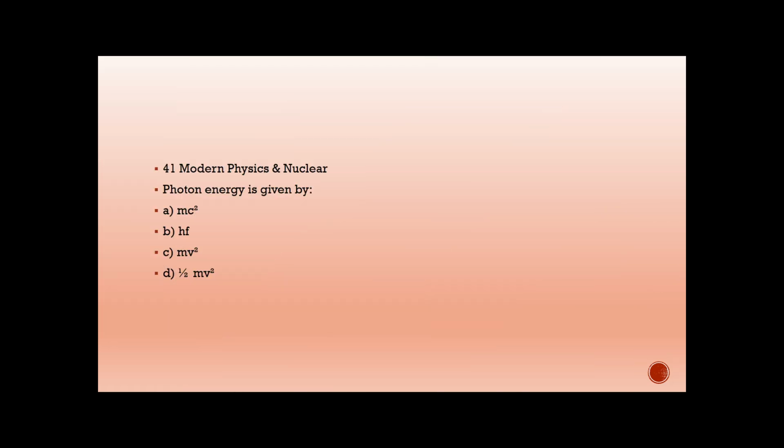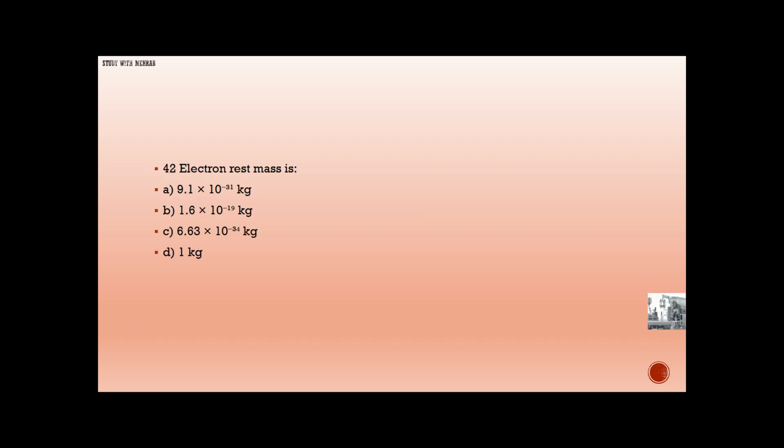So the next is from modern physics and nuclear. So the next is photon energy is given by mc square, hf, mv square, 1 by 2 mv square. So the answer is hf. Energy of a photon depends upon Planck's constant and frequency. Electron rest mass is 9.1 multiplied by 10 raised to the power minus 31 kg, or 1.6 multiplied by 10 raised to the power minus 19 kg, or 6.63 multiplied by 10 raised to the power minus 34 kg, or 1 kg. So the answer is 9.1 multiplied by 10 raised to the power minus 31 kg. Standard rest mass of an electron.